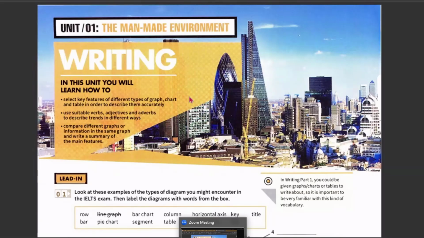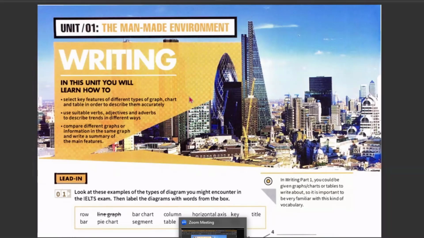First, we'll look at the graphs, get introduced to them, and learn how to describe them and what are the small segments that they have. And then we'll learn about certain suitable verbs, adjectives, and adverbs that should be used to describe what is going on in each of the graphs or charts. And lastly, we will compare the different graphs.